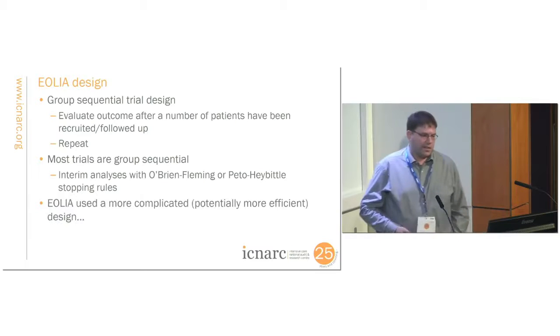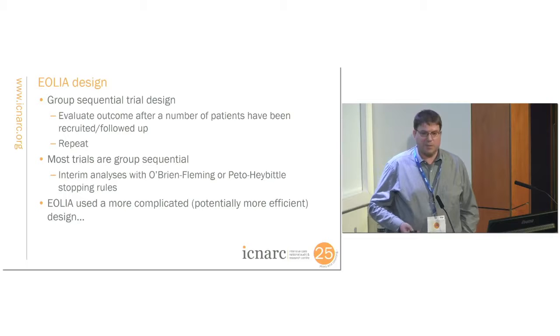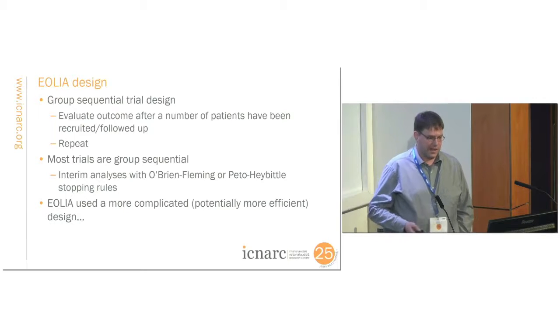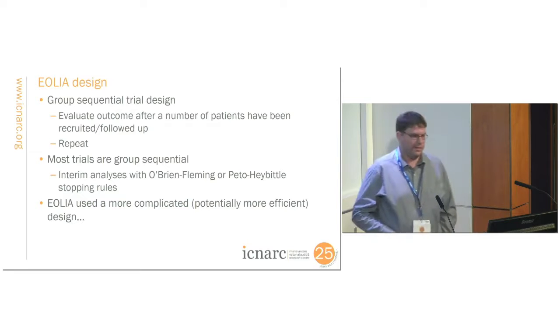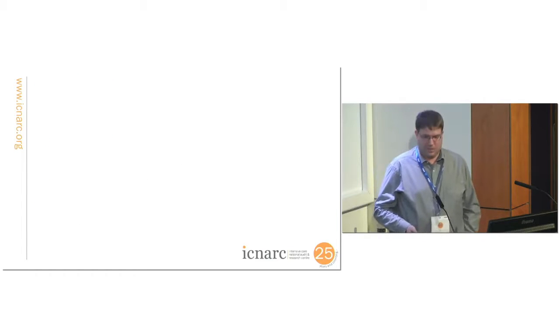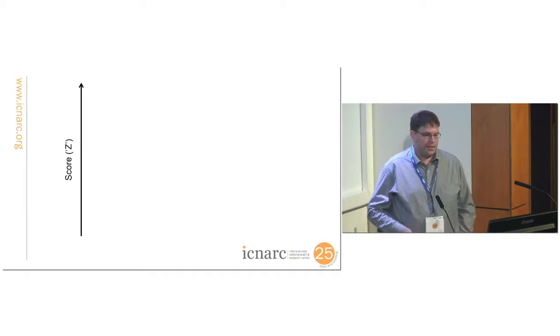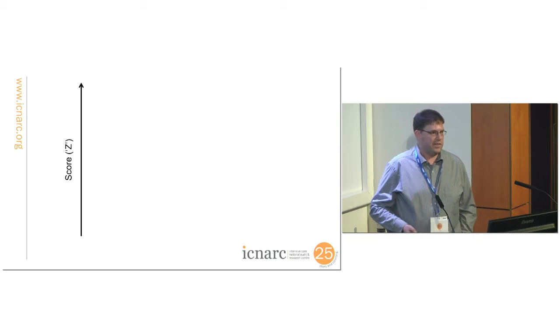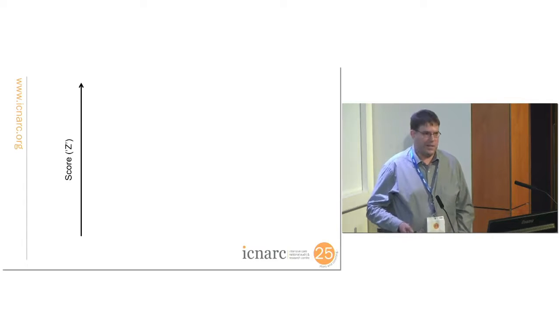The difference here is that Aeolia used a more complicated and potentially more efficient design for group sequential trials, and I'll take you through what that design was and how it works. So, every time they analyse the data, they calculate two things. The first of these is a score, essentially called the efficient score. A value of 0 would mean there's no difference in the treatment. A positive value means that the new treatment is more effective. Negative, the conventional control is more effective.